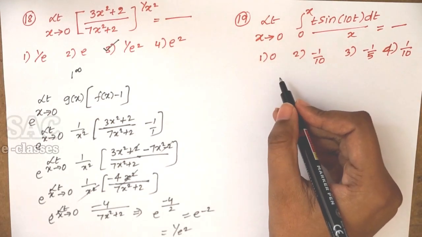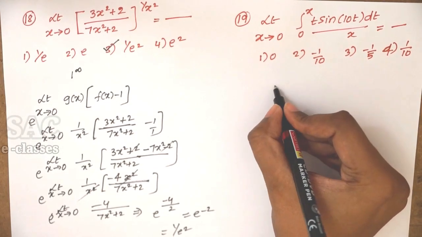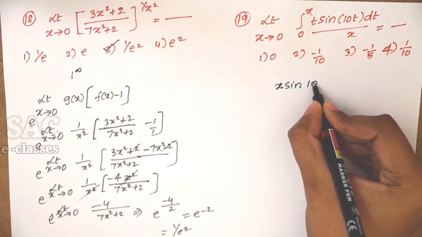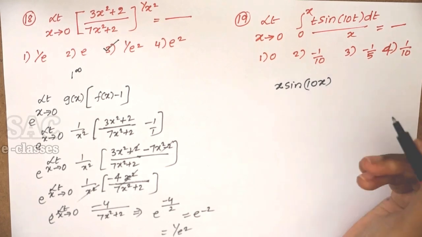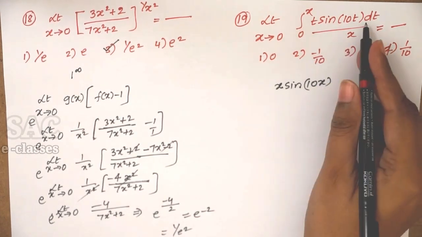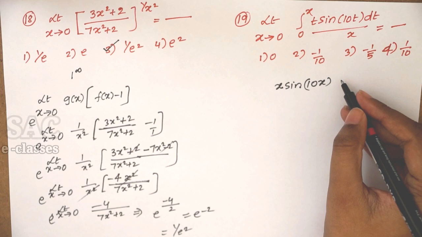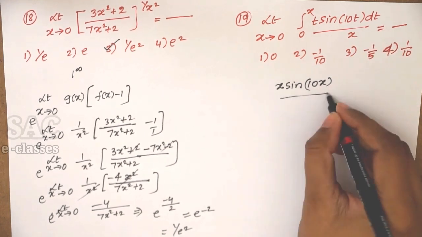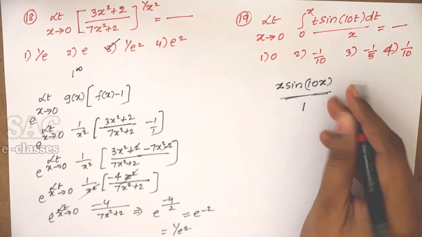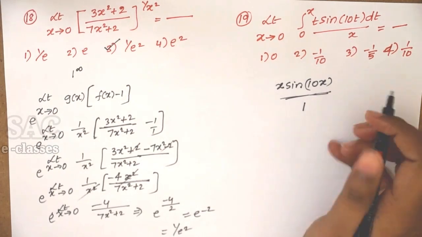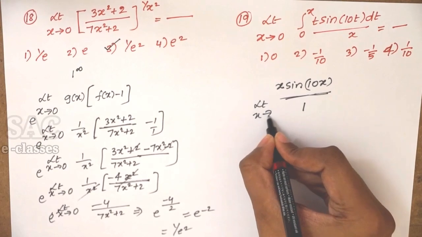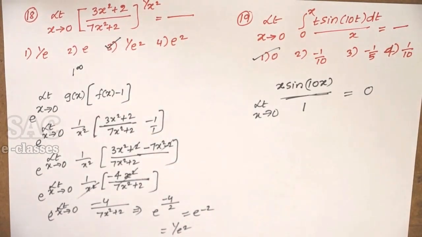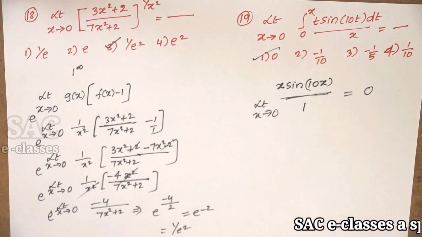Now look at here. Apply the L'Hospital rule here. Simply x into sin 10x. Anyhow, if I apply the limit, means upper limit and lower limit, anyhow 0 by 1. Differentiation of x is 1. So limit x tends to 0, 0 into something, it's 0. Then answer is 0. Let's move to the next problem.